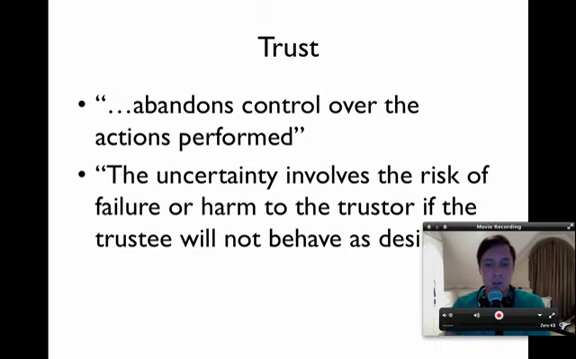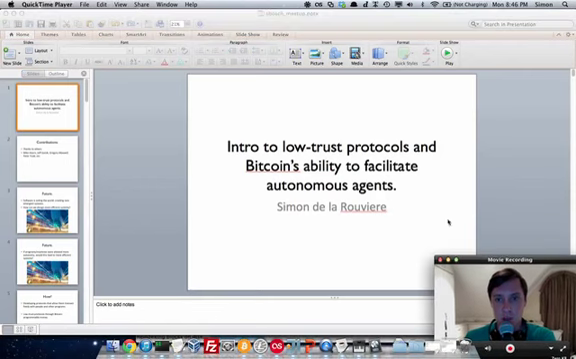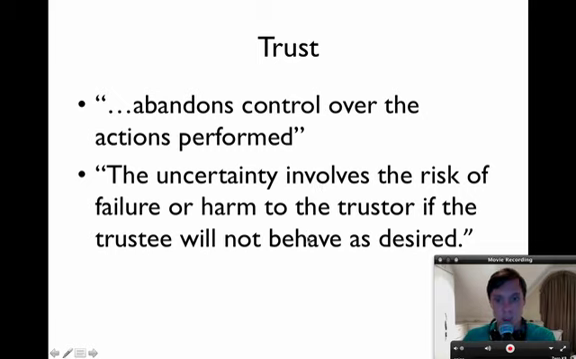If I trust another person, there's an inherent risk that the person will not fulfill the service or do what they need to do. You see the quote that says, the uncertainty involves the risk of failure or harm to the truster. The trustee will not behave as desired. So there's this concept that trust is needed in some interactions because there's no way to make it happen in any other way.